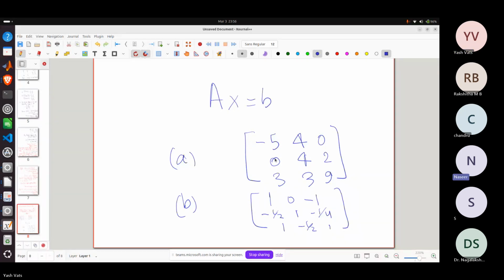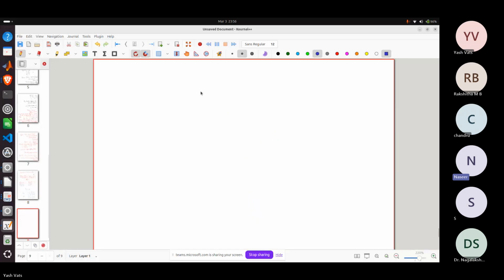That was question number 8. Consider the system Ax equal to B, where capital A is given as: first row is 1, 4, A. Second row is A, 9.